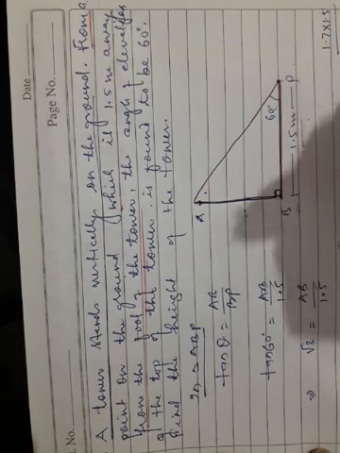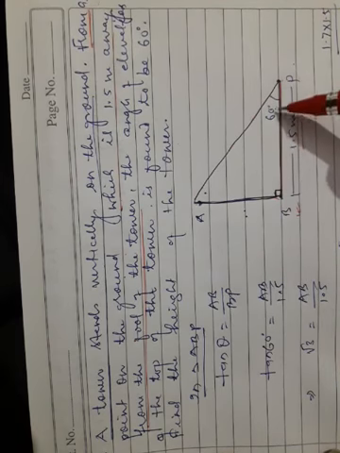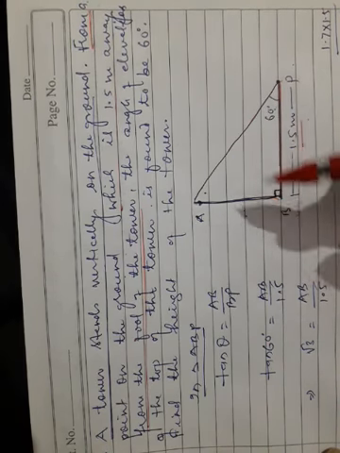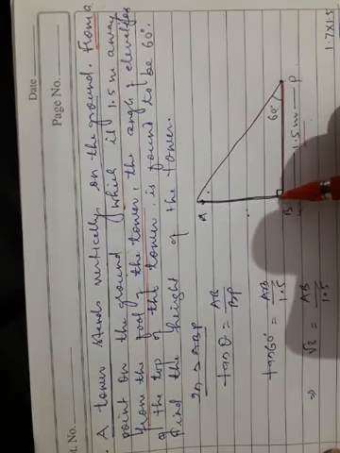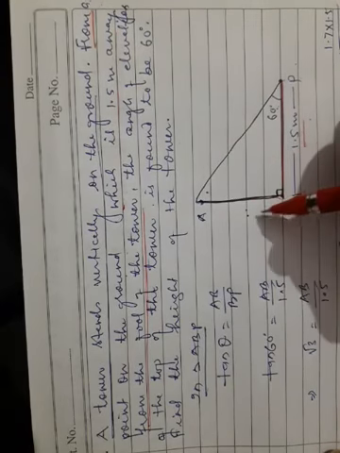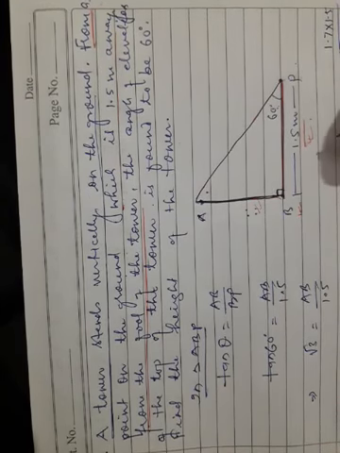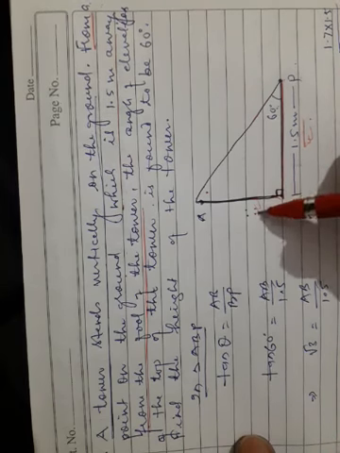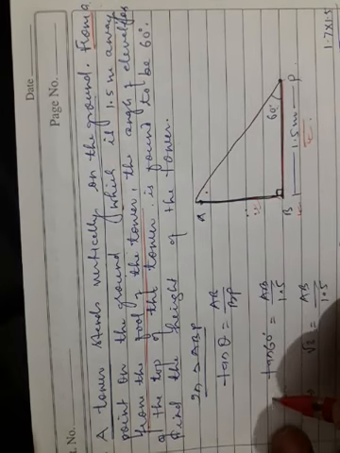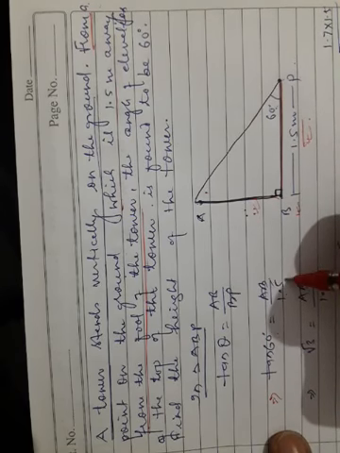So you see in this diagram, children, it is a triangle. In this triangle, this is 60 degrees. The opposite side of this 60 degrees is the perpendicular, which is the height of the tower that we have to calculate, and the base is 1.5. So we use tan theta, because tan theta equals perpendicular by base. So tan theta equals AB by BP. Here theta is 60 degrees, so tan 60 degrees equals AB, the perpendicular, over 1.5, the base.